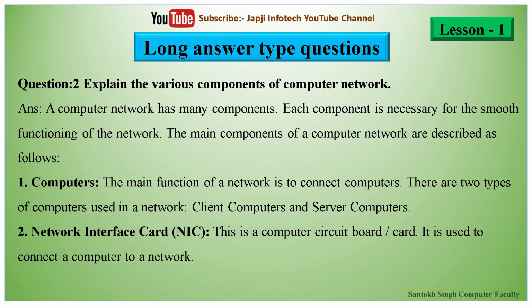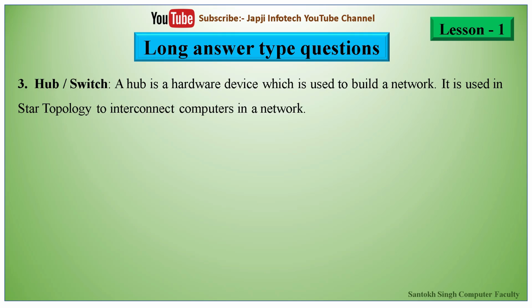The second one is network interface card. This is a computer circuit board or card. It is used to connect a computer to a network. The third one is hub or switch. A hub is a hardware device which is used to build a network. It is used in star topology to interconnect computers in a network.